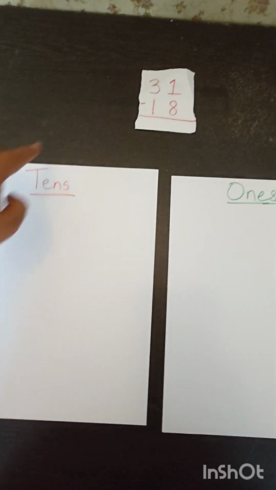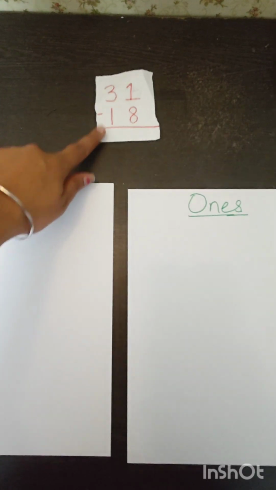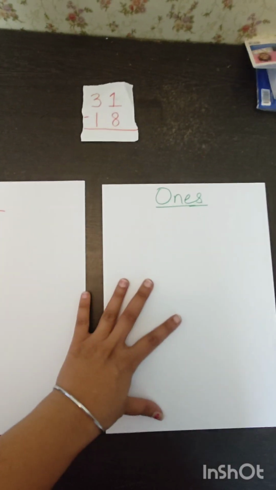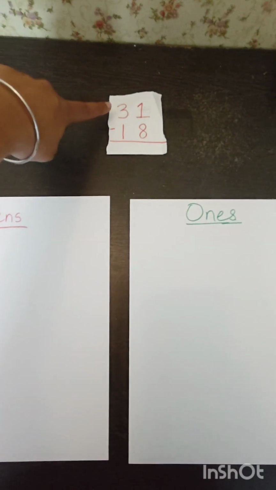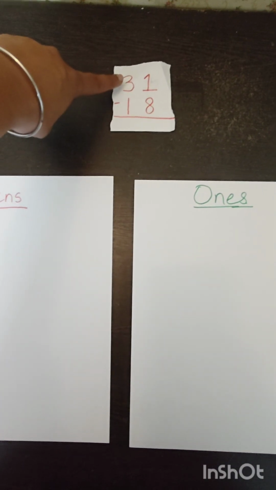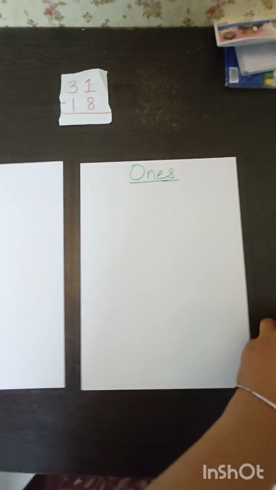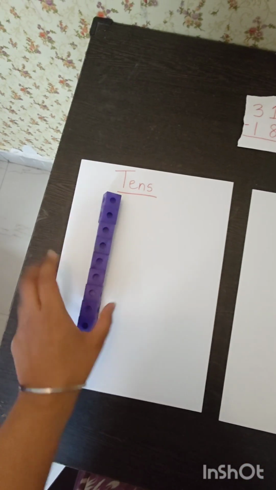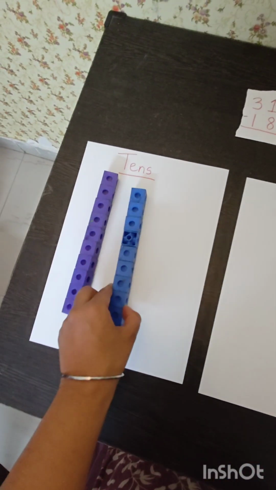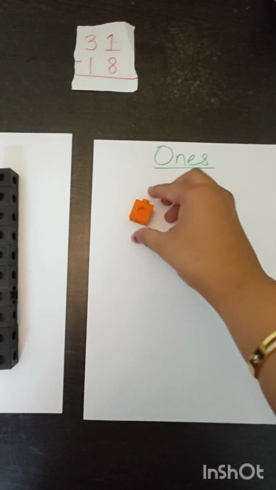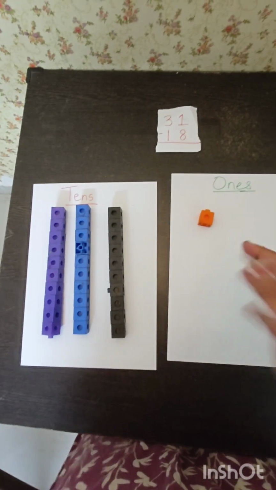So say for example, if you present the sum to the child, 31 minus 18, and this is the tens house and this is the ones house. First we will ask the child to make the number 31. For 31 the child will take 1 tens, 2 tens and 3 tens. And how many ones? 1 ones. So this is the number 31.